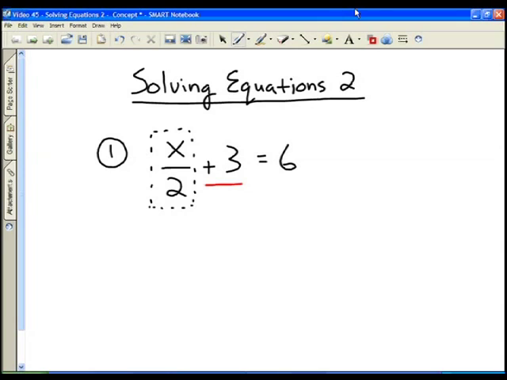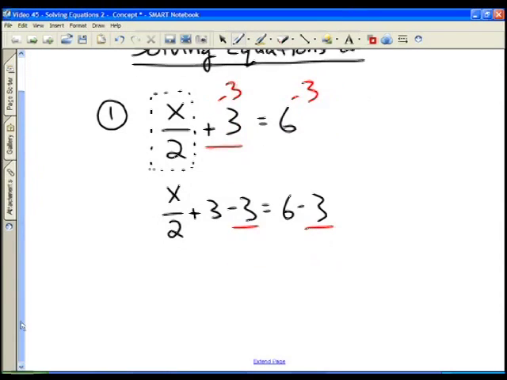So here we have a plus 3. Remember, we always want to do the opposite. So to get rid of this 3, we want to subtract 3 from each side. When we subtract 3 from each side, then we have x over 2 plus 3 minus 3 is equal to 6 minus 3. And notice that we've done the same thing to both sides. If we do the same thing to both sides of the equation, then it doesn't change the value of the equation or the value of the variable that we're solving for.